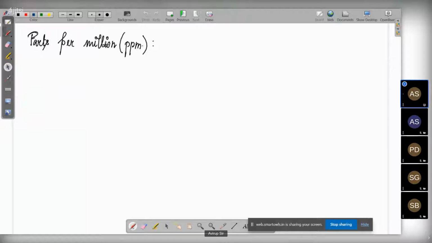So parts per billion is the number of parts of a component present per billion parts of the solution.